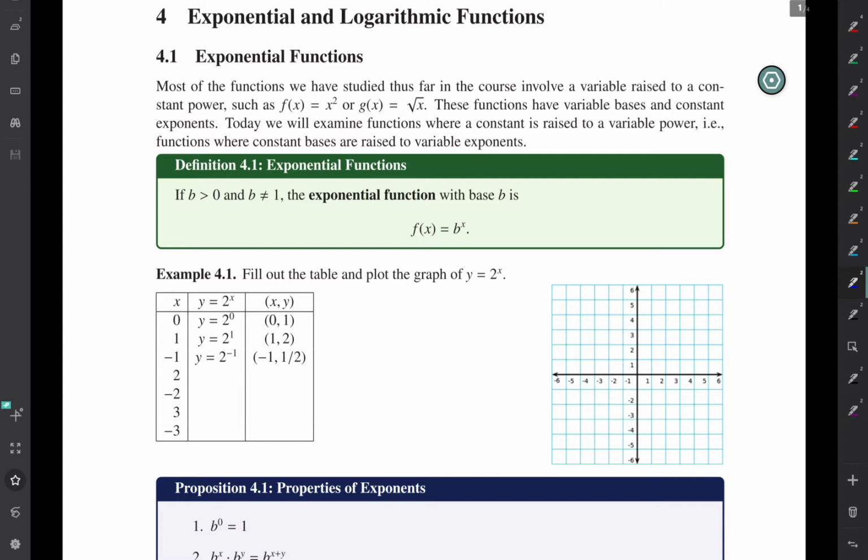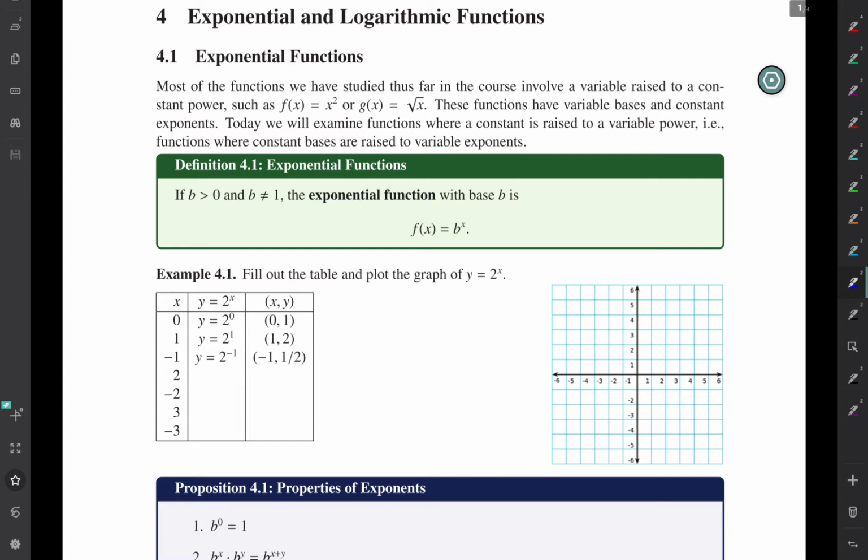Okay, in chapter 4 we're going to be looking at exponential functions. Now, exponential functions are functions where you take a constant number and you raise it to a variable exponent. So most of the functions we've studied thus far in this course involve a variable raised to some power, like f of x equals x squared, or g of x equals x to the 1/2, or square root of x. So these functions have variable bases and constant exponents.